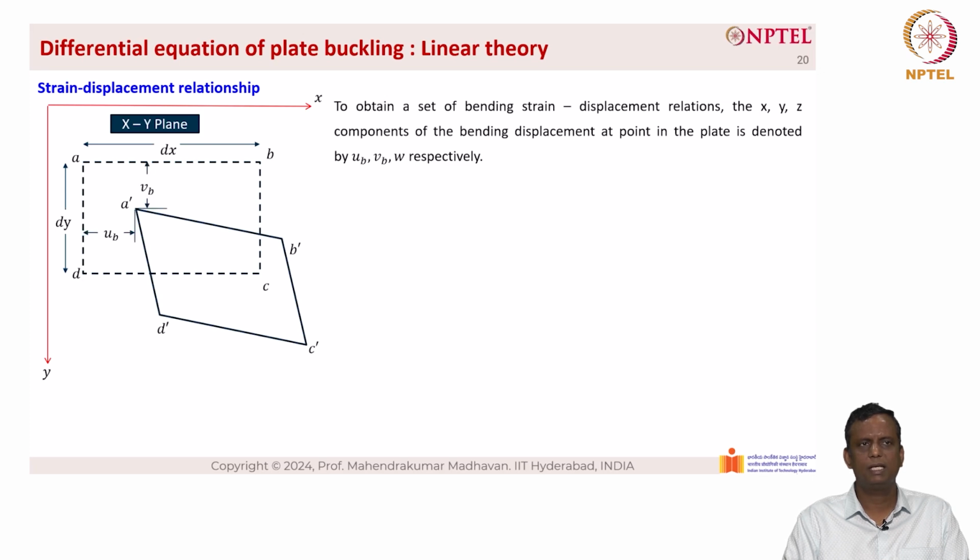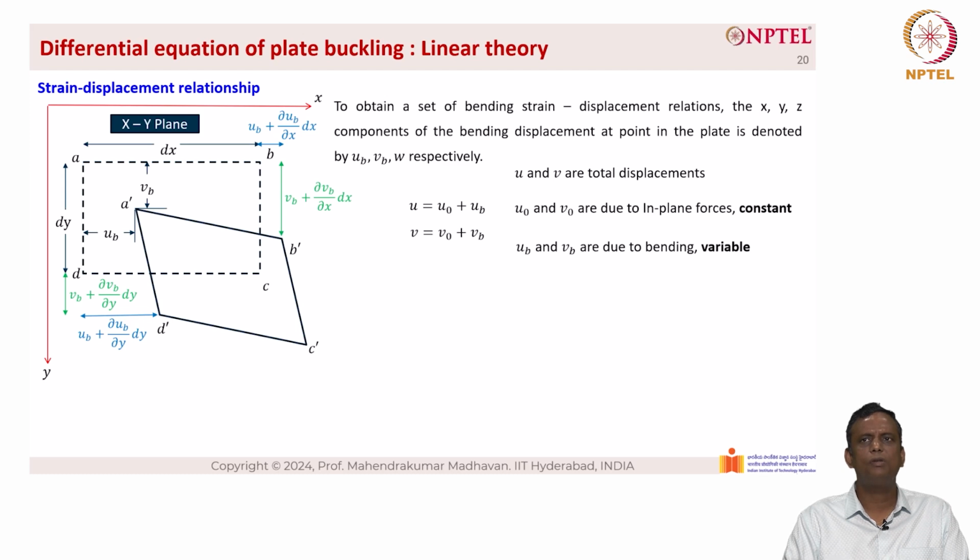Now the displacement in the x direction is given as u sub b and in the y direction is given as v sub b, and the point B dash here is v sub b plus dou vb by dou x into dx, and similarly here we can see the point D moves downwards by v sub b plus dou vb by dou y into dy. Similarly, the point B moves in the x direction as u sub b plus dou ub by dou x into dx, and the point D dash moves by u sub b plus dou ub by dou y into dy in the x direction.